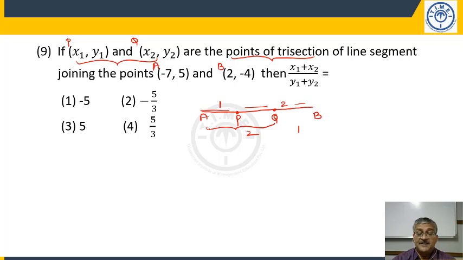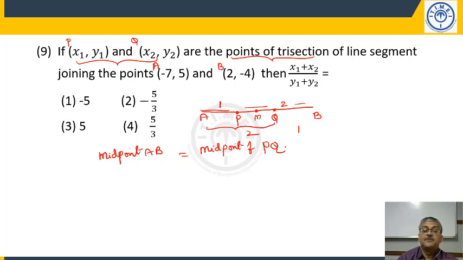x2 y2. And what is the important point here? The important point is that the midpoint of AB is always equal to the midpoint of PQ, because they are the points of trisection. So what is the midpoint of AB? It is x1 plus x2 by 2, that is minus 7 plus 2 by 2, and y1 plus y2 by 2, that is 5 minus 4 by 2. This is equal to the midpoint of PQ.